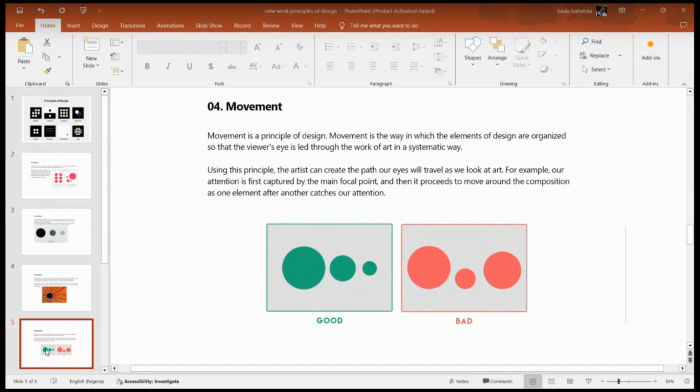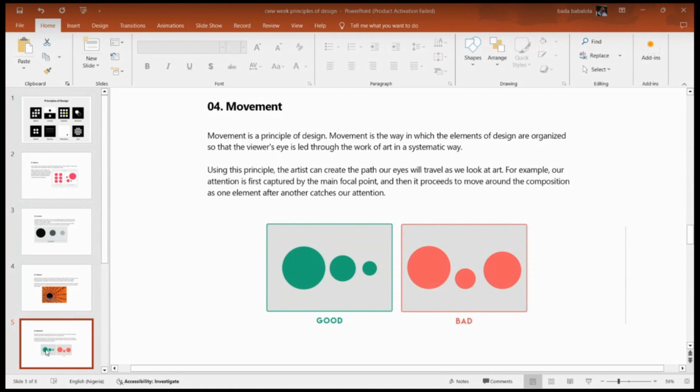You get lost because some designs are just not giving you the right movement. Now you see these two images that I added under the write up. You see the good one is moving from the bigger one to the smaller down to the smallest one. But you see the bad.